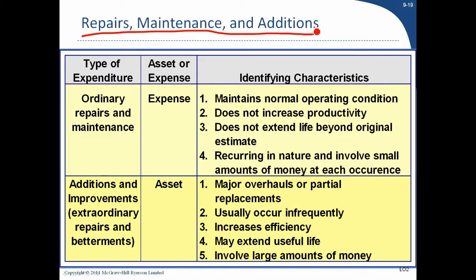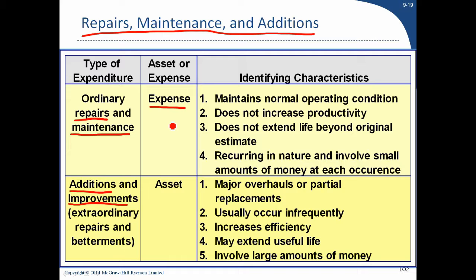When you're expending money related to an asset, is it ordinary repairs and maintenance, or is it an addition or an improvement to the asset? The reason we care about the substance of the transaction is because of how it's treated. Ordinary repairs and maintenance are expensed. The debit goes to maintenance expense. Additions and improvements get capitalized. You actually debit the PP&E.